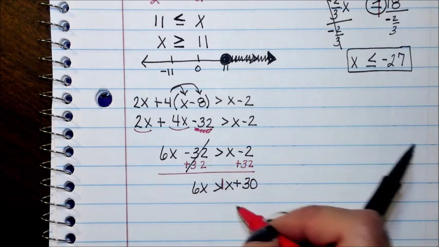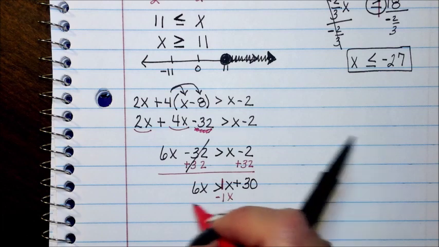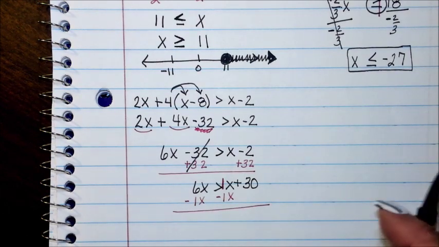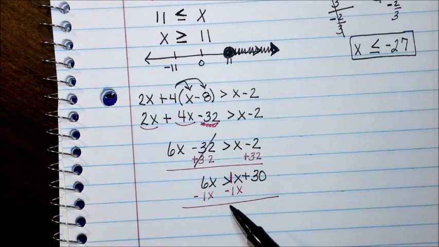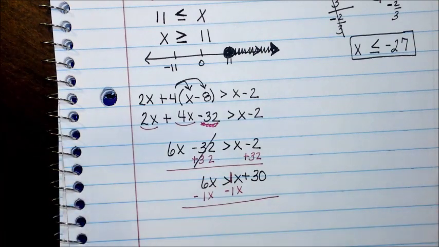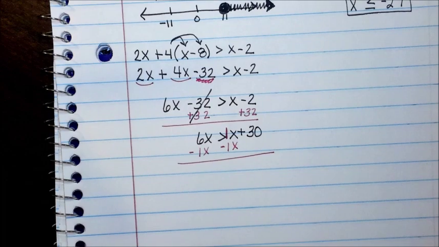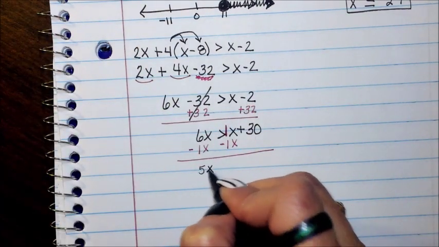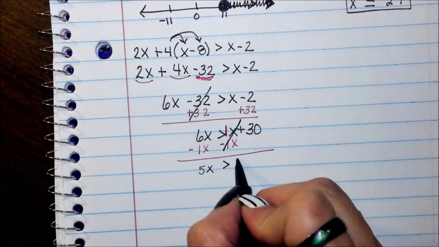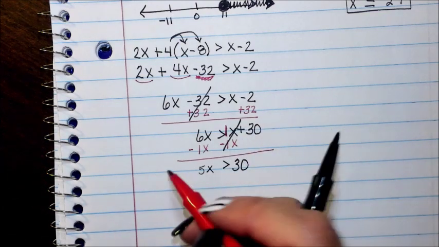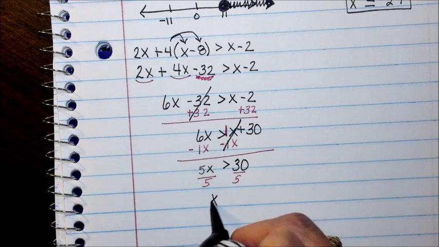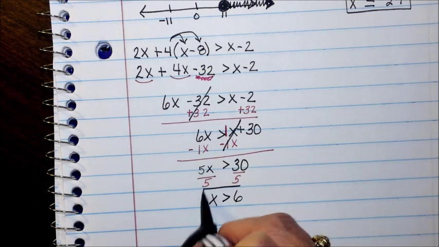Remember there's a 1 right here, so I'm going to subtract 1x, subtract 1x. Now do I have to flip the sign on this? I'm subtracting. No, I'm not going to flip the sign because I'm not dividing, I'm only subtracting. So 6 minus 1 will give me 5x, greater than, those cancel out, 30. I'll divide both sides by 5, and I'm going to get x is greater than 6.